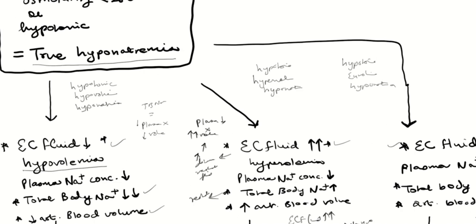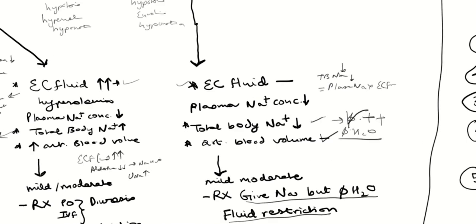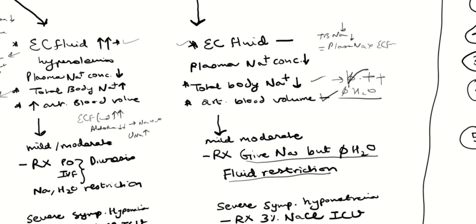Last but not the least, what about if a patient is euvolemic? Well, their arterial volume is normal, which means aldosterone is not an issue here, because remember, the flow through the tubule is going to be good. Okay? What's going to be the issue?